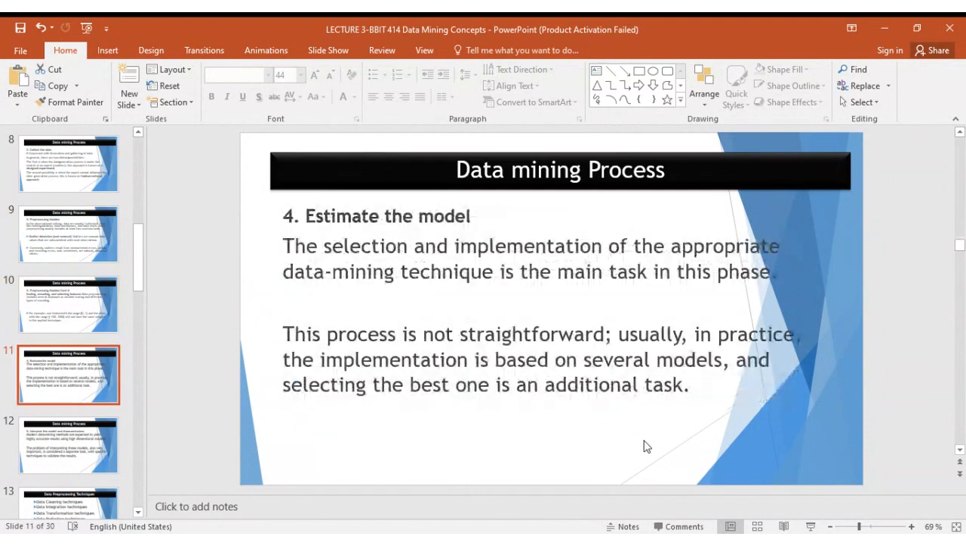Then number four is estimating the model, so selecting and implementing an appropriate data mining technique that you can use to draw conclusions from the data that you have. And that's what we said in our definition, that at the end of the day we desire to be able to draw conclusions from the data. So this process may not be as straightforward as we think. You may have to employ a lot of models here and there. Some of the data may be very obvious. Whatever conclusions you want to draw, you may be able to bring that very fast.